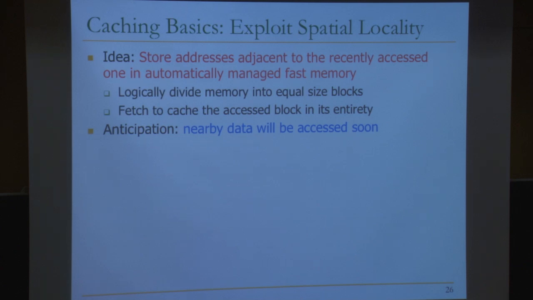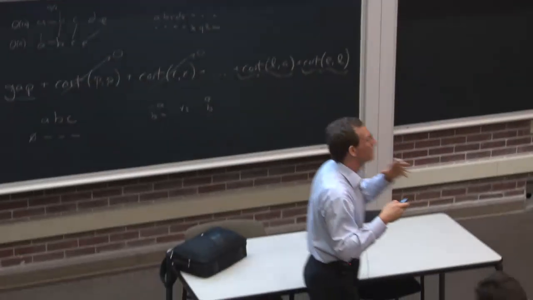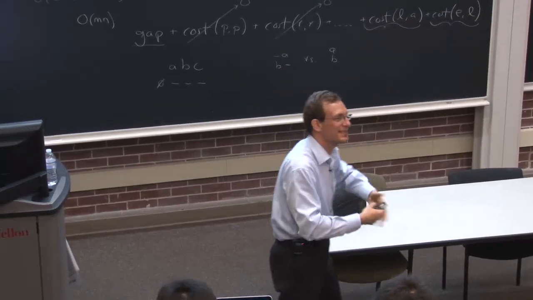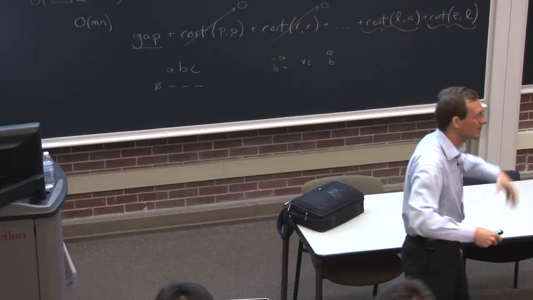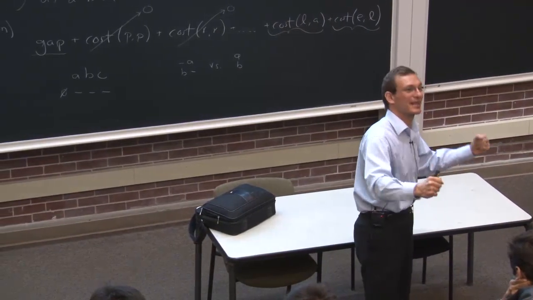Now, you could think of this as a way of prefetching. You're not fetching just 4 bytes, but you're fetching the block that contains those 4 bytes. You're prefetching the data that you think you're going to need. So really, fundamentally, caching is about temporal locality. Spatial locality gets the benefits of prefetching, because you're anticipating that you're going to need these other things and not just this thing.